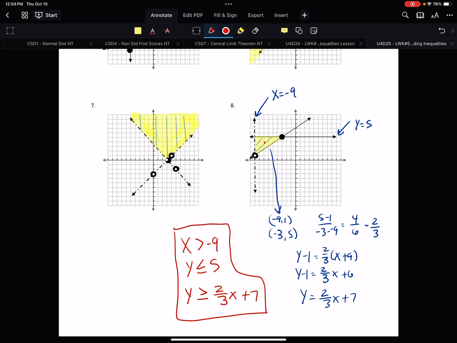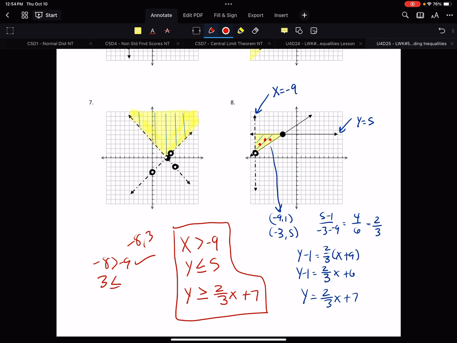At every point in here, if I took that point right there, that point right there, that point right there, if I plug them into my system, they have to mathematically make sense. So if we wanted to try one right now, if I went with (-8, 3). All right, well, -8 is greater than -9, check. 3 is less than or equal to 5, check. Then we got 3 is greater than or equal to -8 times 2/3 plus 7. So we'd have -16/3 plus 21/3. That would give us 5/3, which is less than 3, so that makes sense also.